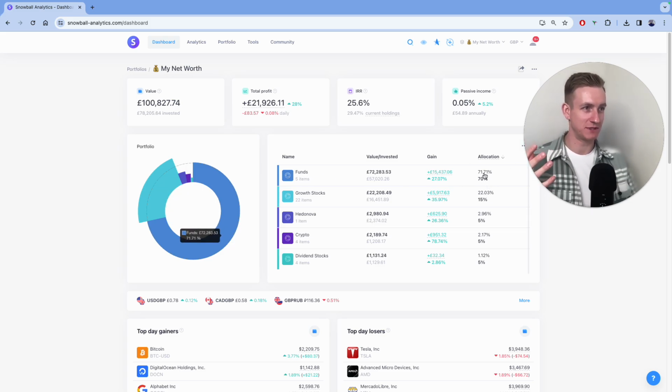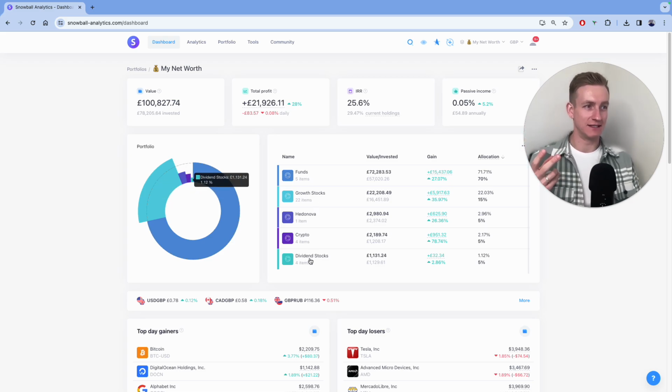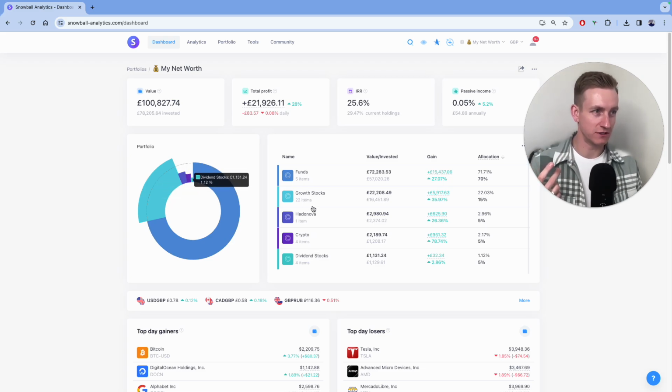I'm currently at 71%. Then I've got growth stocks, which essentially is one category that I've split into two, growth stocks and dividend stocks, just because I want to see how they're doing separately. But overall, I want a 20% allocation to individual stocks. Growth stocks is a 15% target allocation, you can see there, and dividend stocks is a target allocation of 5%. You can see I'm a little bit under that right now, and it's something I'm working on building up.